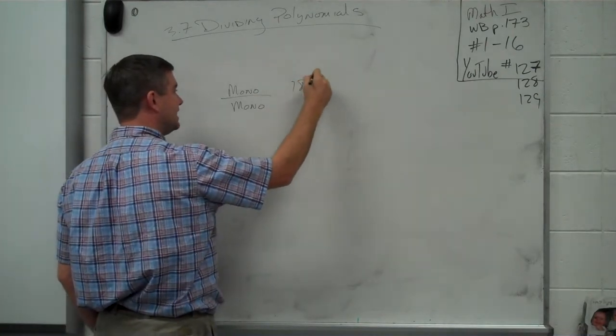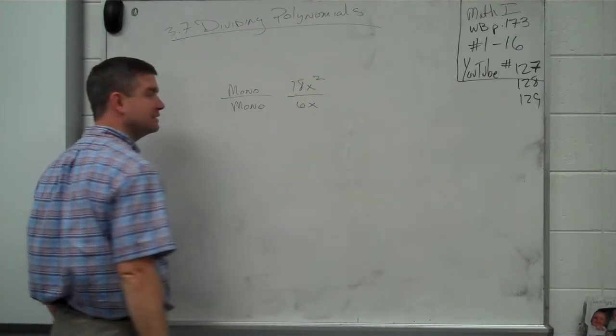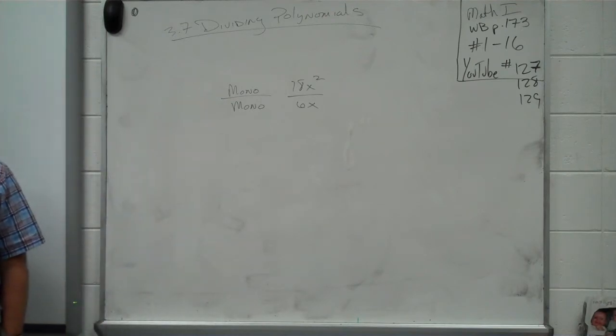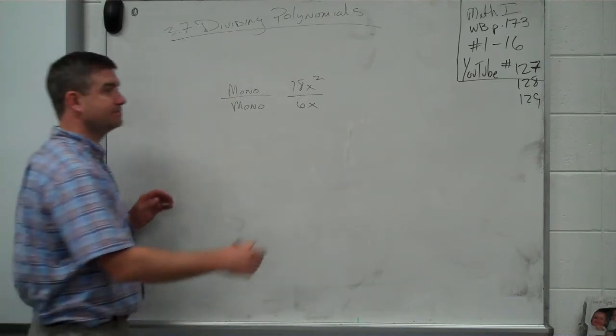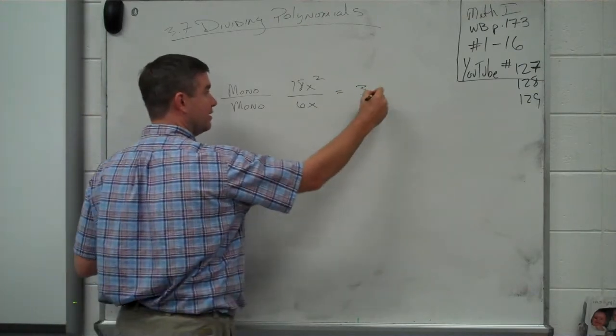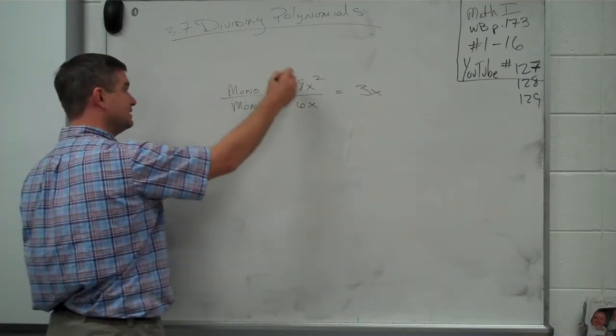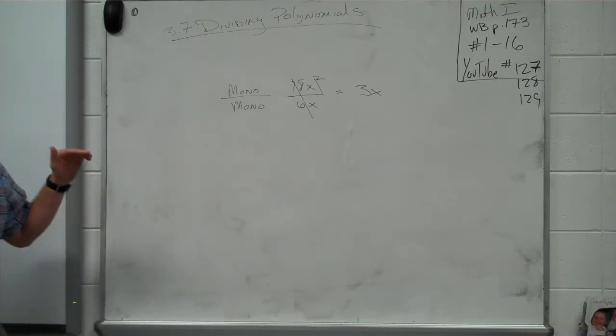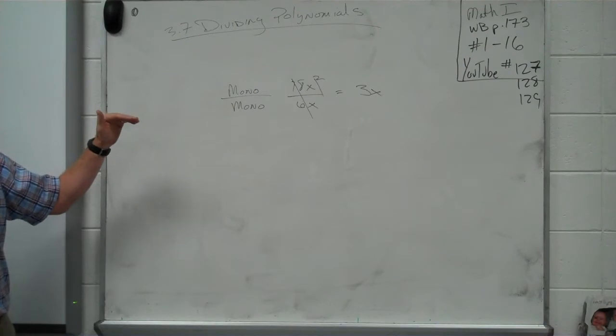That would look like 18x squared divided by 6x. Right? That's a monomial divided by another monomial. What would the answer be there? Just plain old 3x. Right? 18 and 6 would cancel. X squared and x would cancel, and you just get 3x. That's a monomial divided by a monomial.